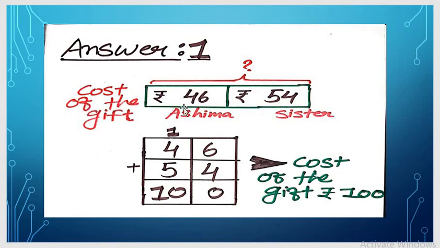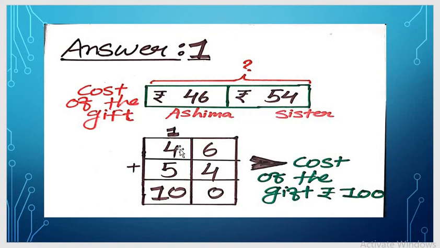Asima gave how many rupees? 46 rupees, and her sister gave 54 rupees. So now let's find the cost of the gift. Cost of the gift is how much? Okay, so 6 plus 4. 6 plus 4, how many students? 10. 6 plus 4 is equal to 10. So 0 and 1 is a carry. So 0 here and 1 carry.